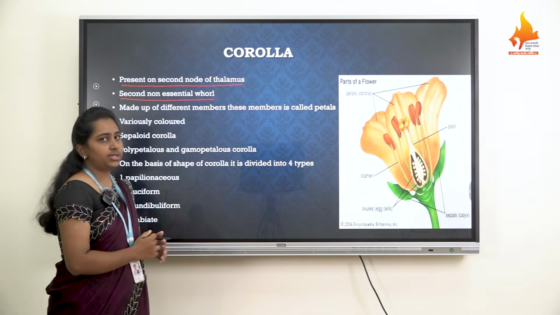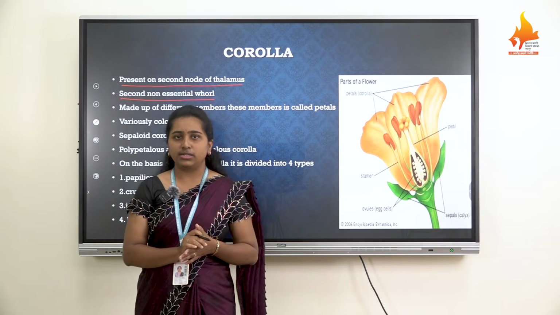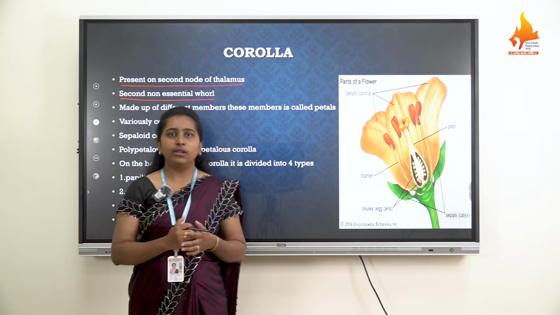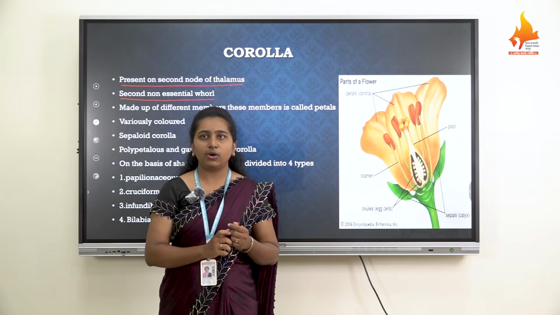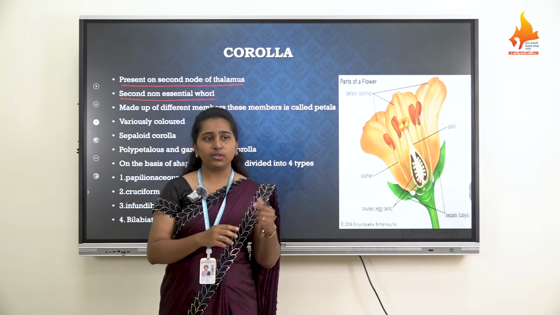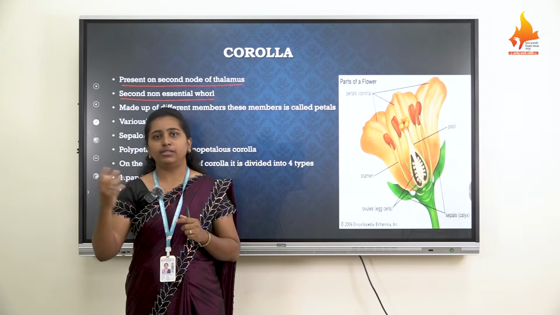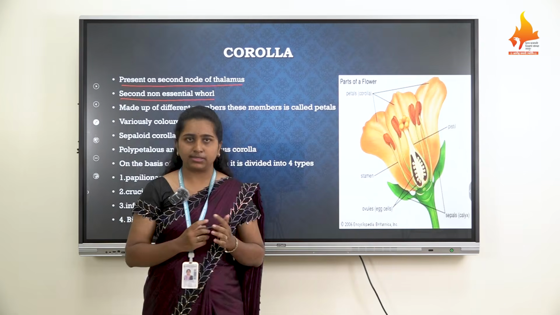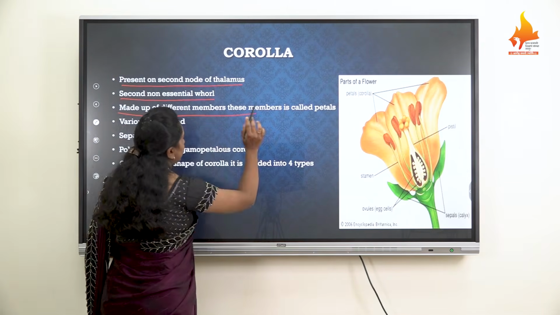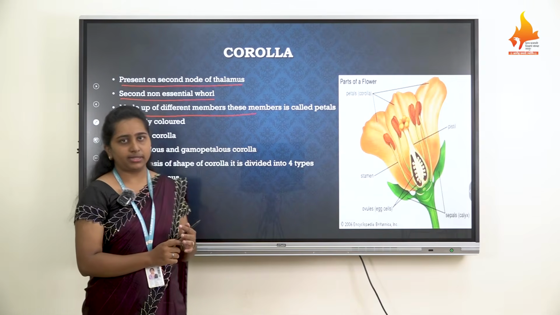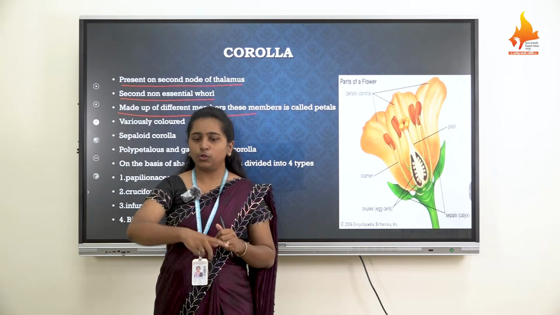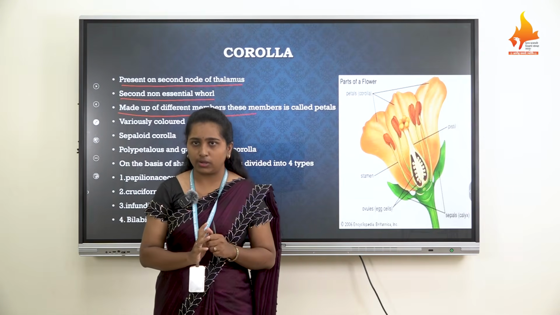Why do we call it a non-essential whorl? Already we have discussed, because it does not take part in the reproduction but helps the flower in attracting the insect. Because we know that corolla is colorful in nature, so it attracts the insect and pollination takes place. Second one is, it is made up of different members. These members are called petals. That is, an individual member of the corolla is called a petal and a group of petals is called corolla.